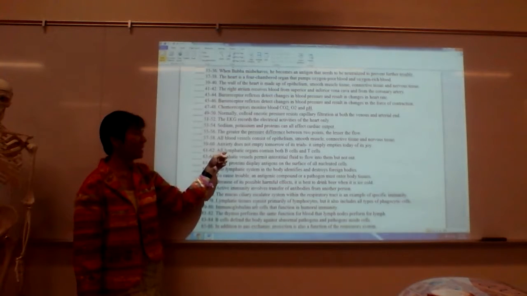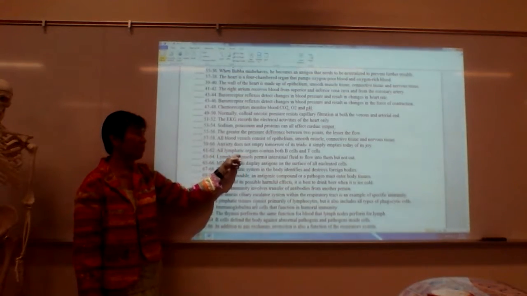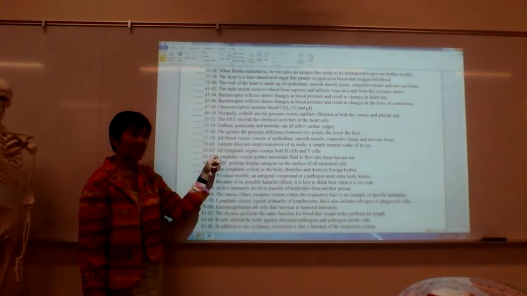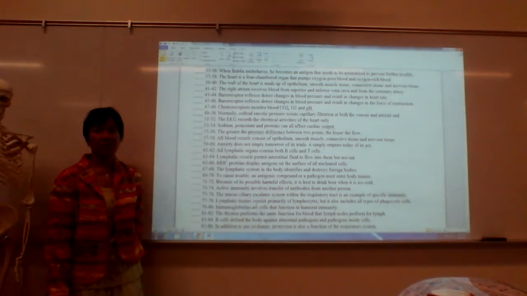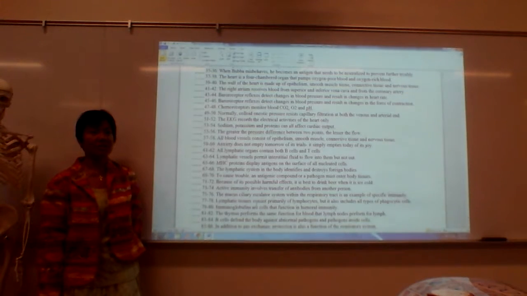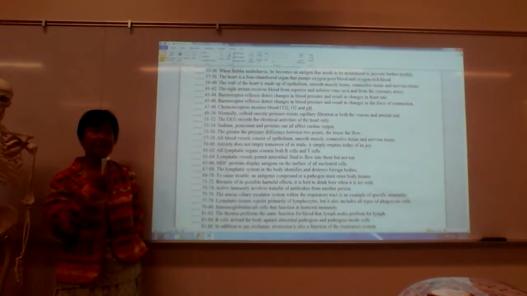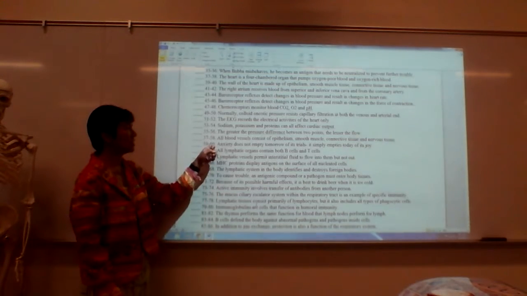Sixty-one, 62. All lymphatic organs contain both B and T cells. What's the answer? What are you going to write? What do you think? So the thymus is a lymphatic organ. The thymus is where you make your T cells only. So this is false.